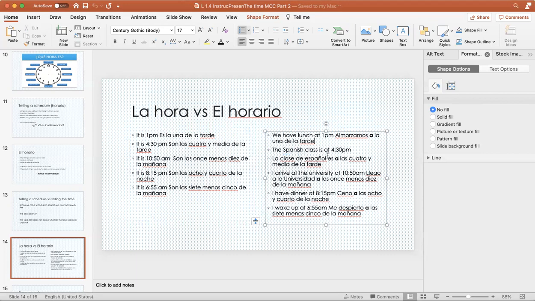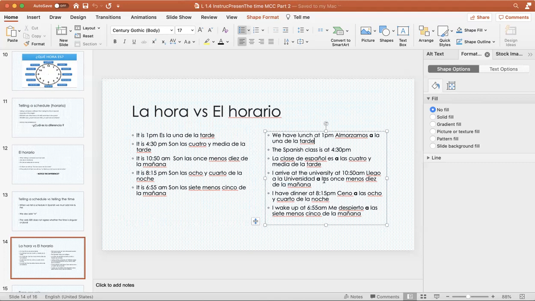The Spanish class is at 4:30 p.m. La clase de español es a las 4:30 de la tarde. So again, really important. The Spanish class is, because we're talking only about one class, that's where we're using es. And then we have a las 4:30 de la tarde. Is it logical so far? Is it making sense? Okay, let's keep on going.